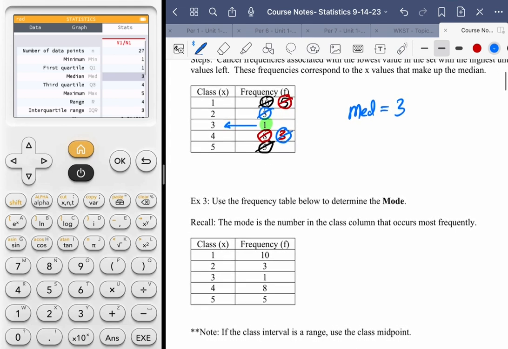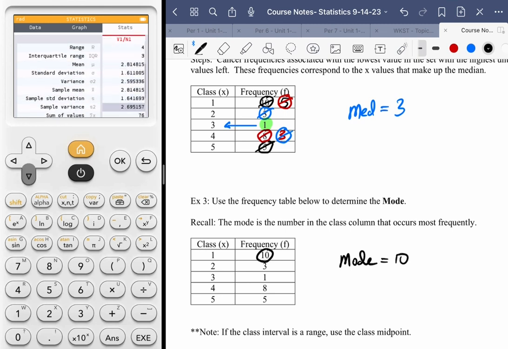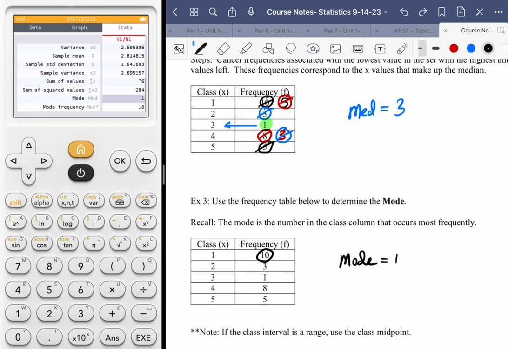All right, the mode is the most common value. So here I'm looking at, the 1 occurs 10 times. If I scroll down the line here, it tells me that the mode is 1. It occurs 10 times. All right, so the mode is 1, and the mode frequency, how many times it occurs, is 10.